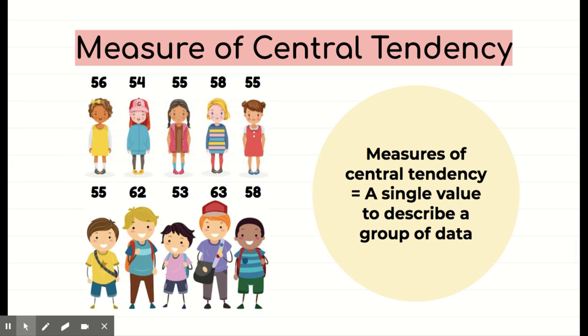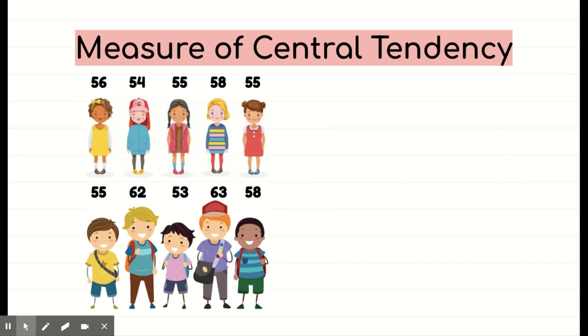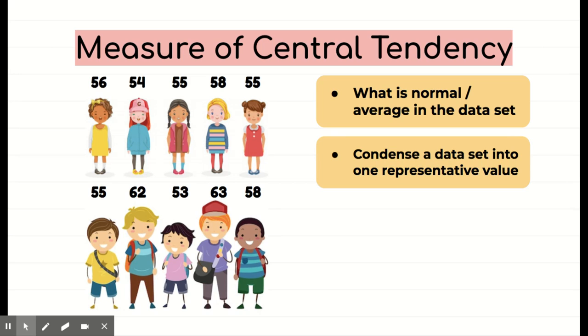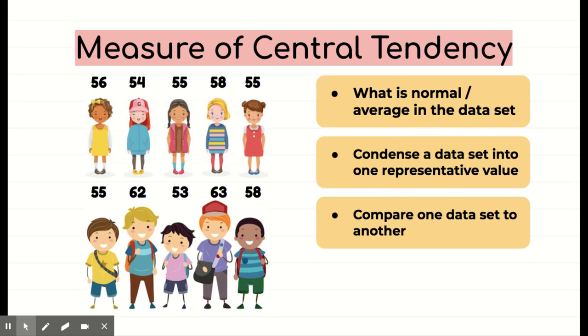Measure of central tendency will give you a single value to describe a group of data. Now, it is not just to describe a group of data, it also shows what's the normal or the average in the data set. It will help you condense a data set into one representative value. It will also help you if you want to compare one data set to another.